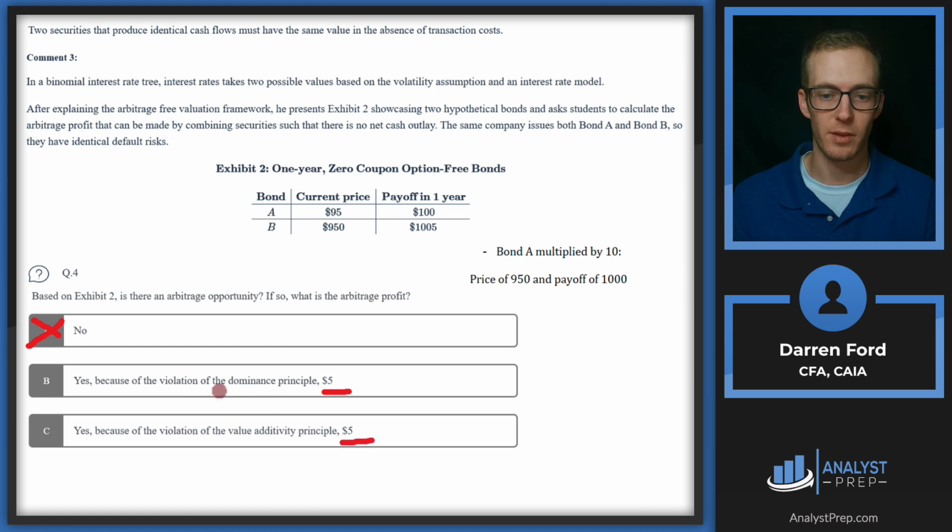So we need to figure out whether this is dominance principle or value additivity principle. This is going to follow the dominance principle, since the cash flows of B are going to dominate the cash flows of A. It would fall under the additivity principle if we were more focused on the whole value of the bond, not the cash flows and yield of the bond. So we can go ahead and choose answer B. Yes, there is arbitrage due to dominance principle.